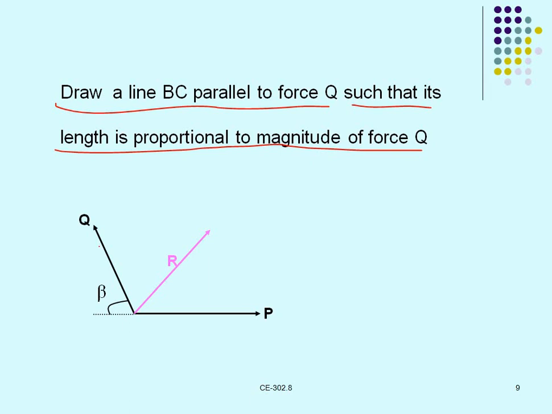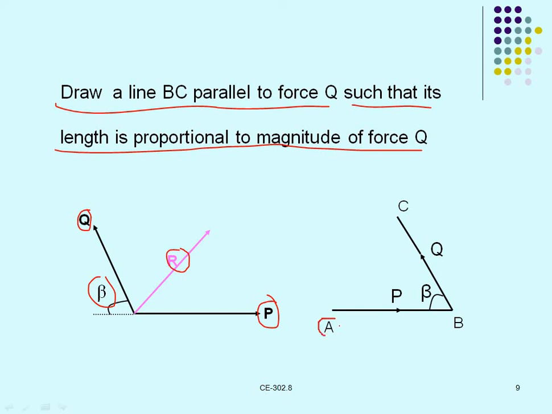So here, this is the R, and it is the P again and Q, in between the angle beta. So it represents points A, B and C. In between here, P and Q, okay, and it is the beta angle. So the force Q is a line BC parallel.